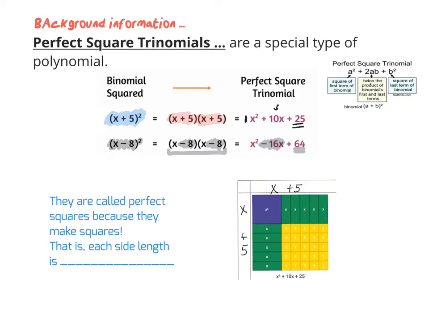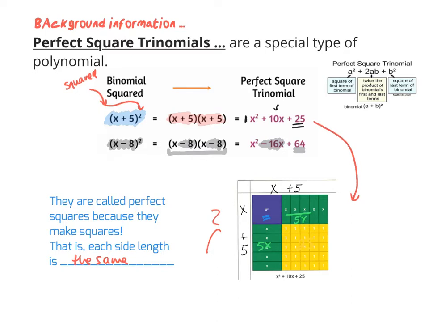Now, they're called perfect square trinomials for a couple reasons. One, because when we write them, something is squared. But then also down here, they're called perfect squares because if we imagine them with algebra tiles, they make squares. That is, each side length is the same. So in the example, I took x squared plus 10x plus 25. So we see our x squared. We see 5 x's here, and we see 5 x's here. And on the inside, we have 25 positives.